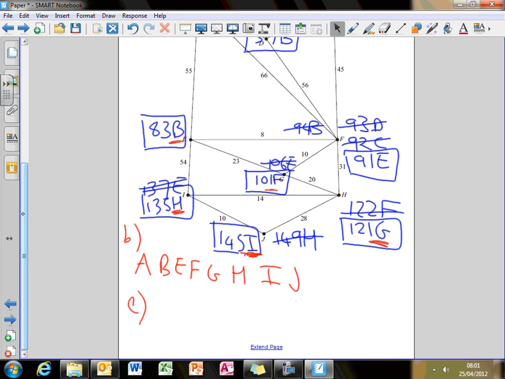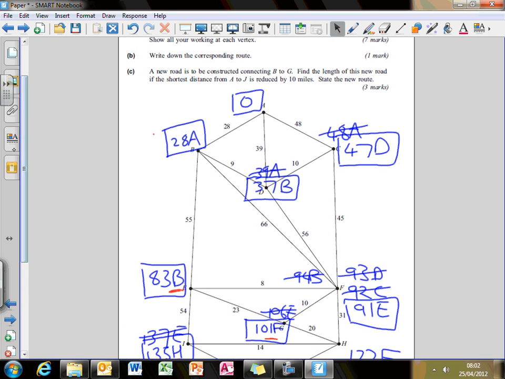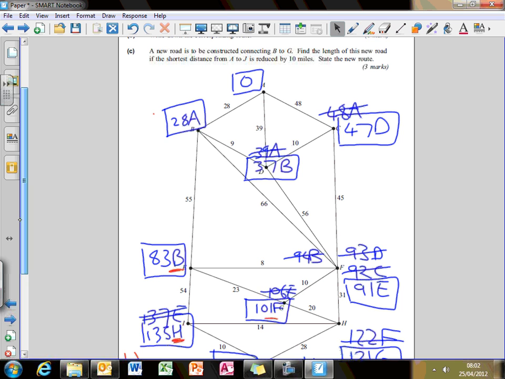Okay, let's go back up and read part C. Let's have a look. What's part C getting on at? Right, okay. So let's visualize that. So there's new roads. Let's actually draw it in. Let's go for green. So B to G. Okay, so B to G. Now, B to G currently is 101 take away 28. So what does that give me? That gives me 73 currently.